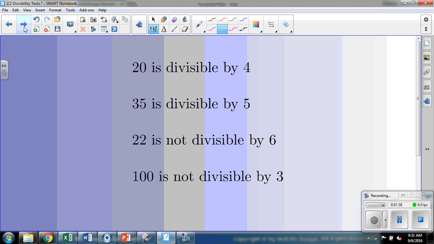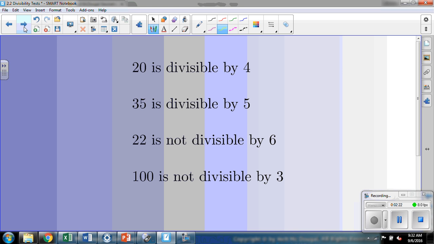For example, 20 is divisible by 4. If we take 20 divided by 4, we will not get a remainder. If we take 35 divided by 5, we do not get a remainder. You'll notice how I'm not going through and saying here's what the number is, because we're not actually doing the long division here. 22 is not divisible by 6. If you try to take 22 divided by 6, there's a remainder left over. 100 divided by 3 will have a remainder. And so it's not divisible.